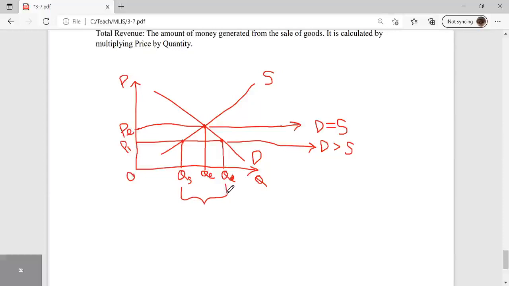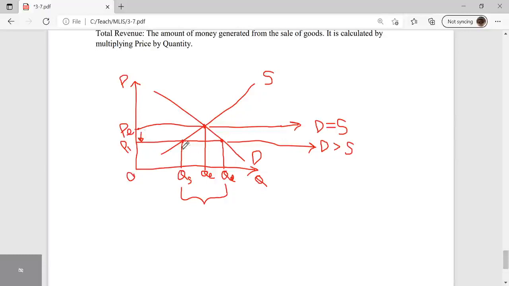So see what's happening. For some reason, the price is falling to P1. Maybe suppose the government is saying that the equilibrium price is too high, so the government is forcing the price to go down. So in this case, it will create a disequilibrium.